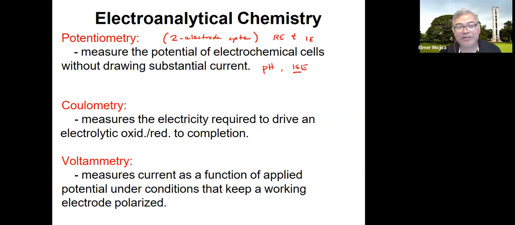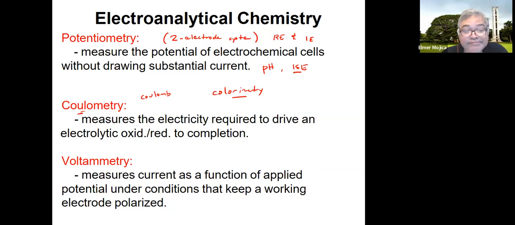Okay, now let's go with coulometry. Here the root word of potentiometry is potential. Here the root word is what? Coulomb. This is not coulometry like colorimetry. It's different, that's another method. So in coulometry, you measure the electricity required to drive an electrolytic oxidation-reduction to completion.